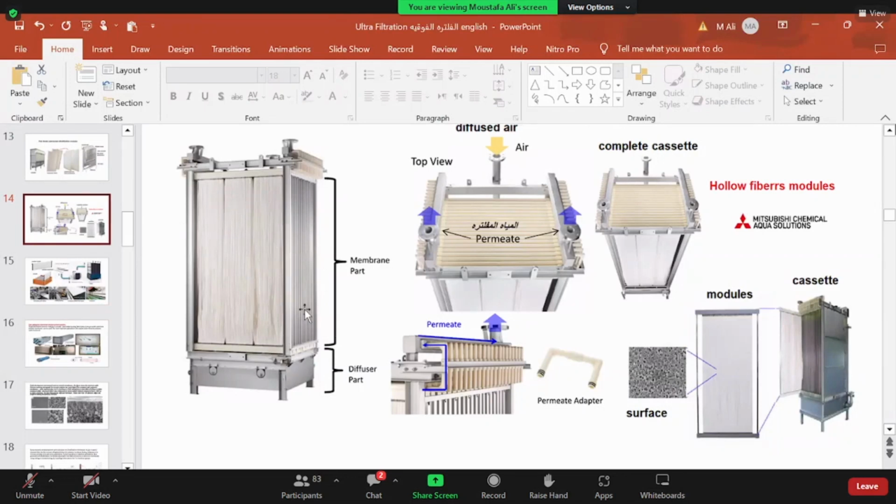But if we fix it in horizontal position, it will be more efficient, as the fibers will start vibrating too much with the air bubbles liberating all the cake around. So the backwash time will be longer in such a case. As I said, the design basics differ from one company or one manufacturer to another.